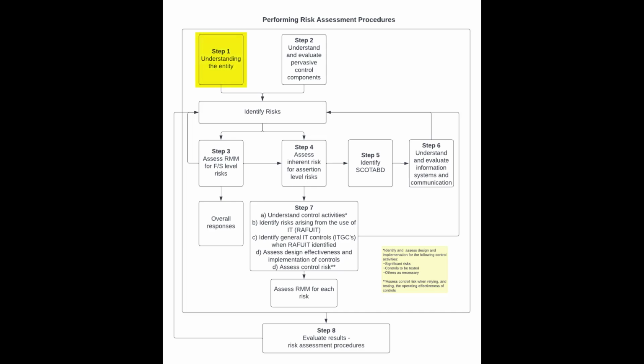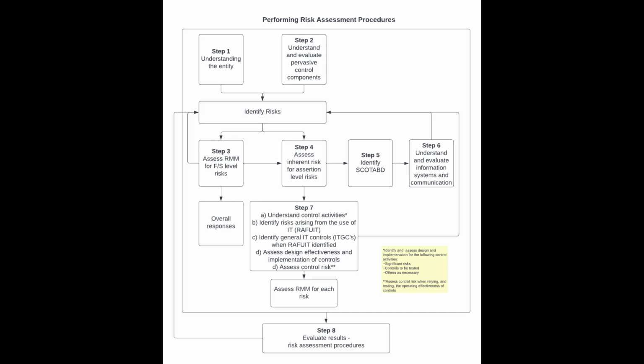First, in step 1, we'll understand the entity. And then based on that understanding, we will identify risks of material misstatement. In step number 2, we're going to understand and evaluate those pervasive control components. And we're going to talk about the fact that if there are deficiencies in those control components, that will likely lead to a risk of material misstatement at the financial statements. So we will go back and identify those risks.